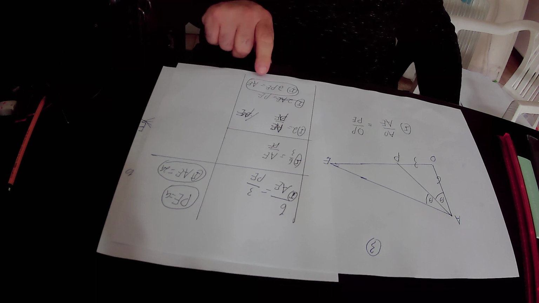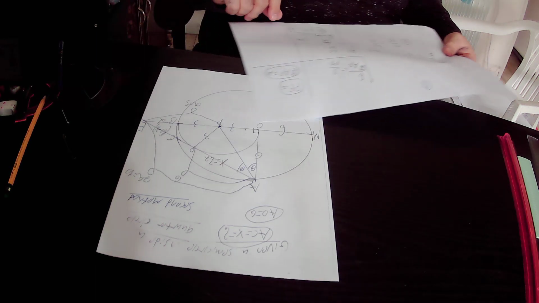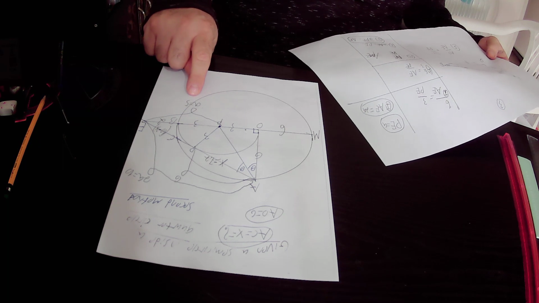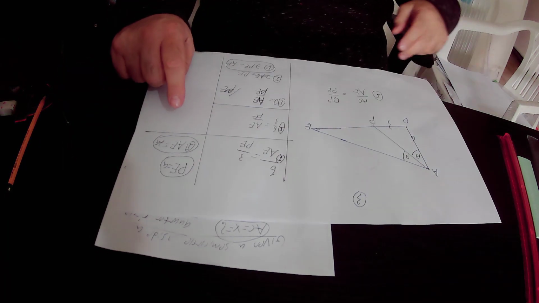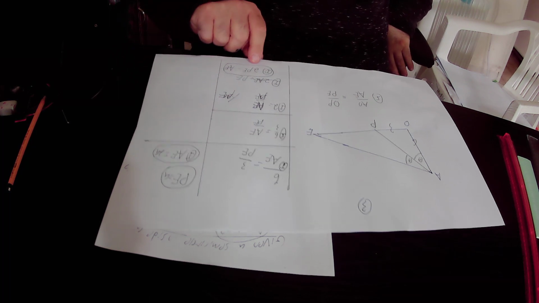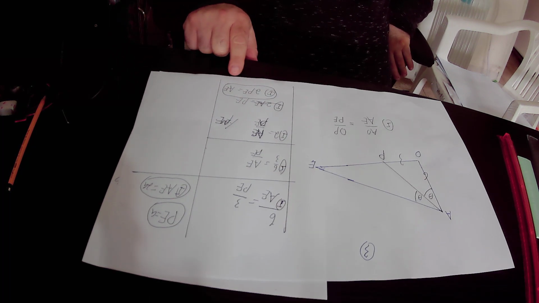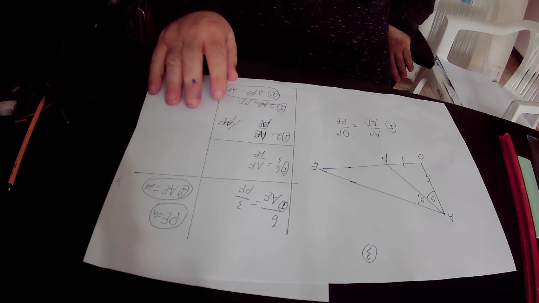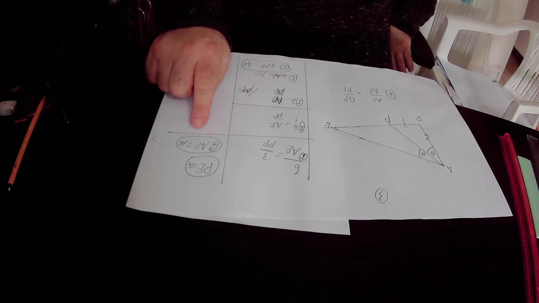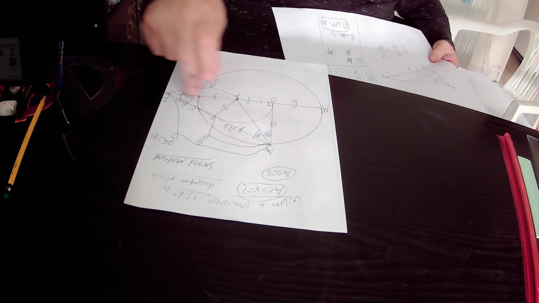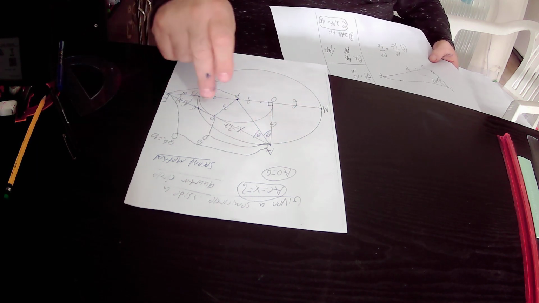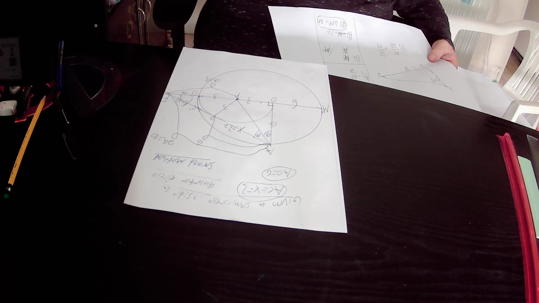We defined PE as A. Here, PE equals A according to our definition. So if PE equals A, then according to equation number 1, AE equals 2 times PE, that is 2A. So according to equation number 1, AE equals 2A and PE equals A.